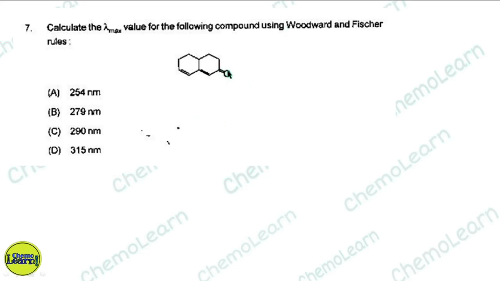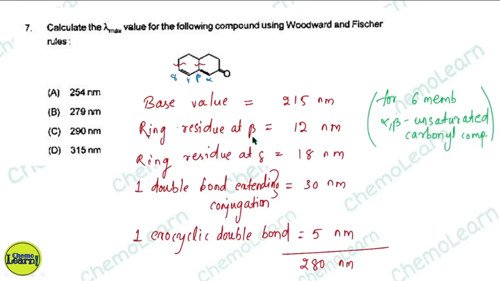So we will take the base value for alpha beta unsaturated carbonyl compound, because we have one double bond at alpha position. Okay, alpha and beta. So this carbonyl group is on our 6-member ring. So we will take the base value for 6-member alpha beta unsaturated carbonyl compound, that is 215 nanometer. We have one ring residue at beta carbon, one ring residue at delta carbon.